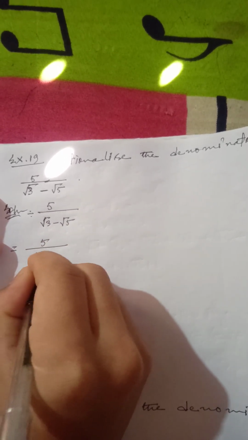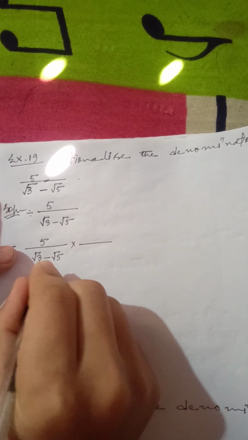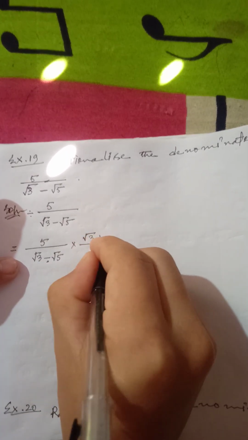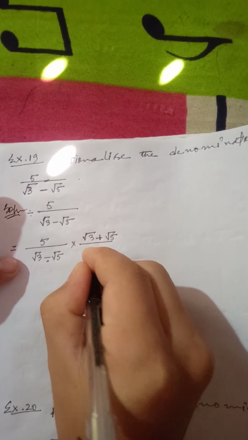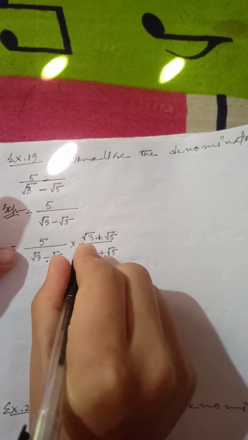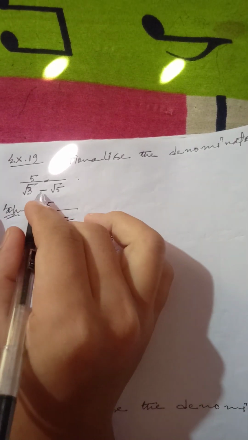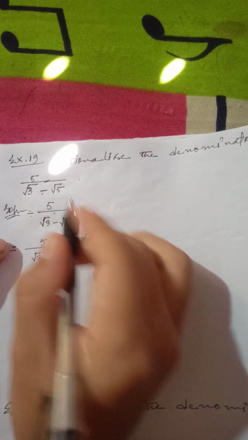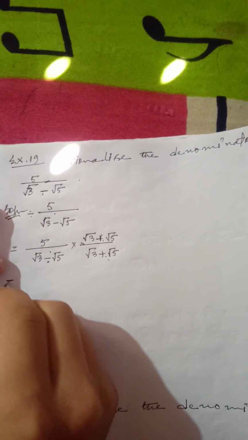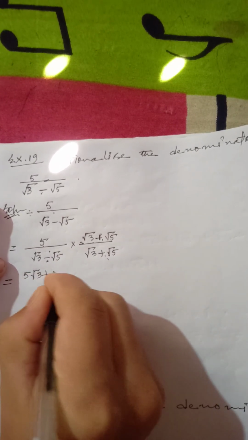Here, if it is minus, then in this form we have to express it as plus. Multiply by root 3 plus root 5, divided by root 3 plus root 5. If you cancel this, it will give 1, so multiplying with 1 gives the same number. In order to express this denominator in rational form, we just made it this way. If you multiply this, the numerator will be 5 root 3 plus 5 root 5.